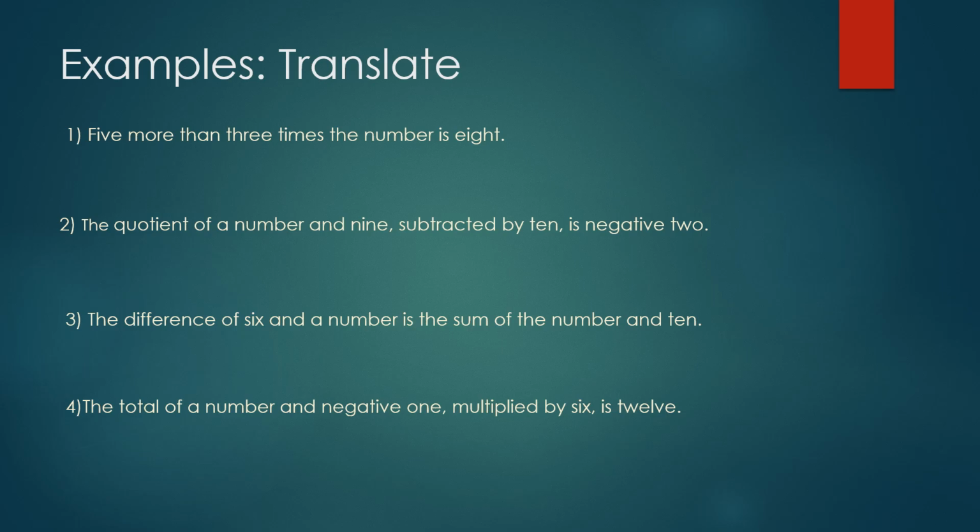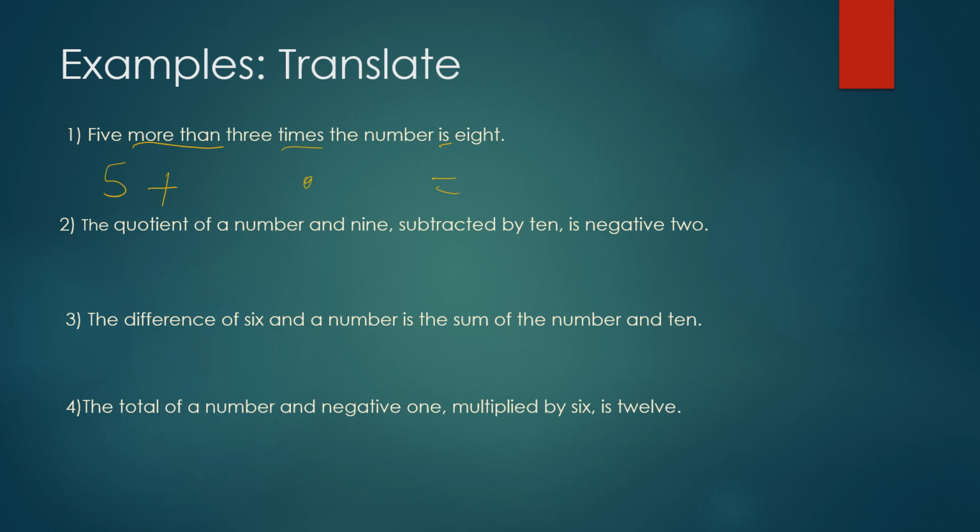So let's look at some examples. 5 more than 3 times the number is 8. What we're going to do is we're going to look at some key words here. Let's see, let's do purple. No, purple doesn't work. Yellow. We see that we have the words more than, times, and is. So we know from here, from our previous slide, that more than deals with addition, times deals with multiplication, and is deals with equals. So right now I have plus, times, and equals.